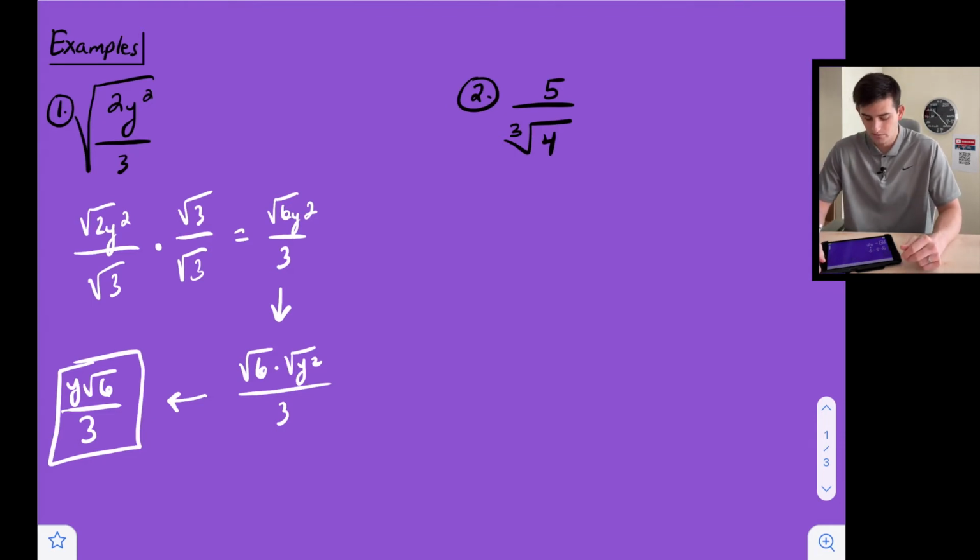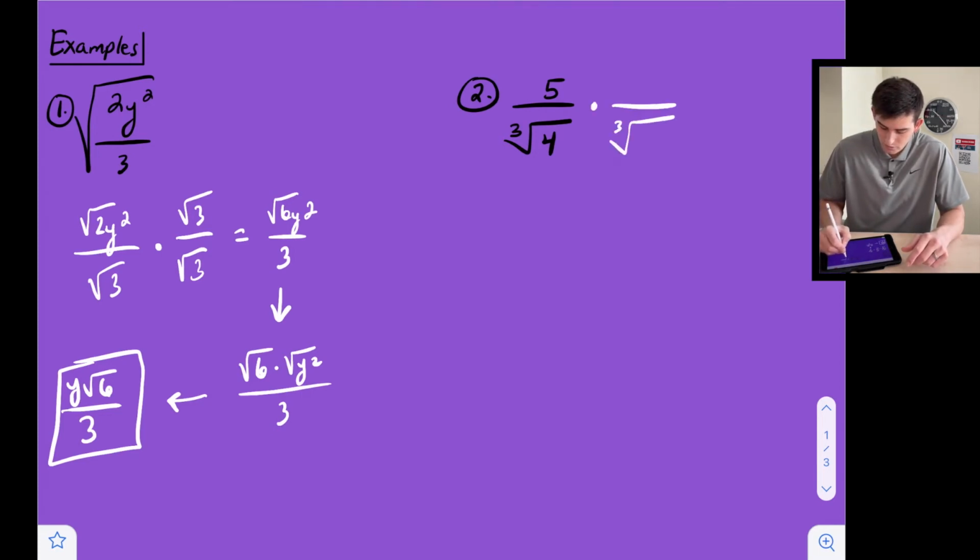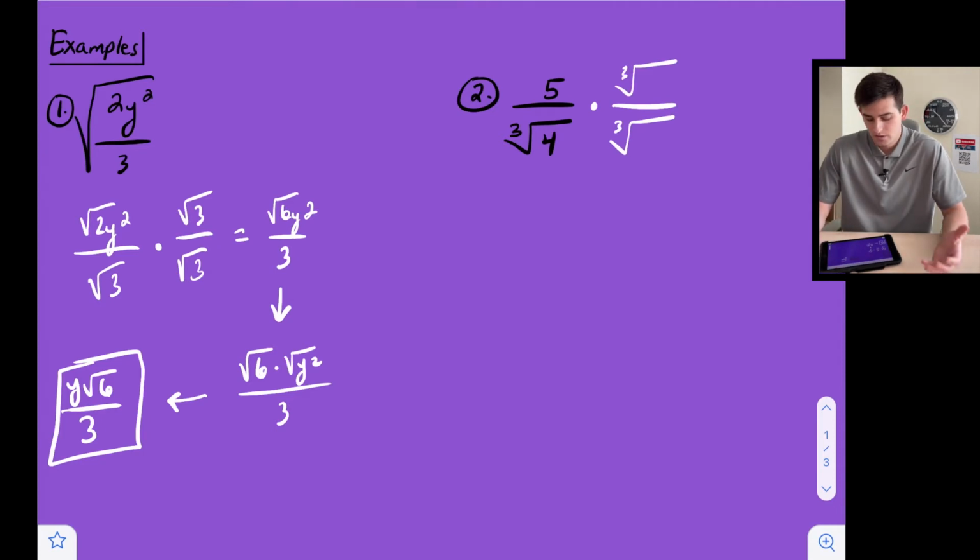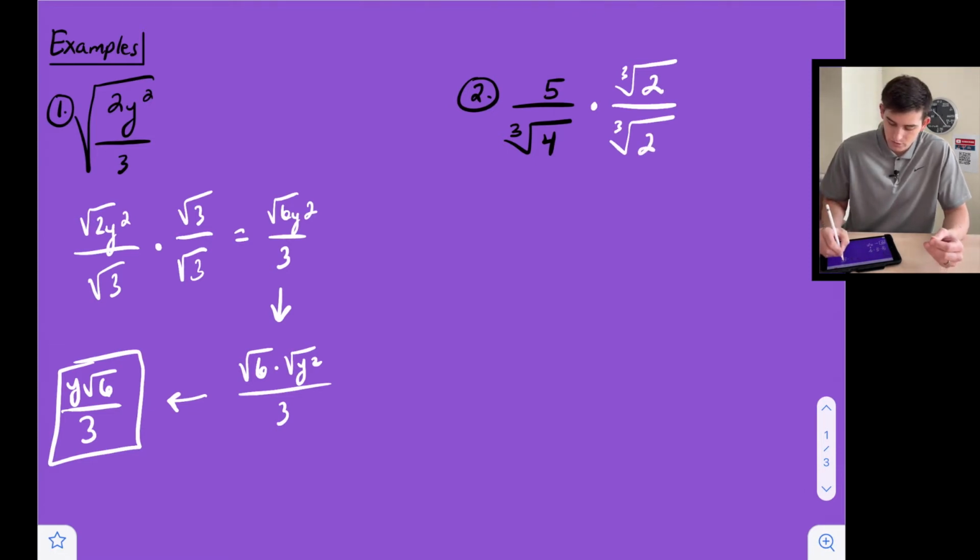Now let's take a look at number 2. We have 5 divided by the cube root of 4, okay? So we know that we need to multiply this by the cube root of something in order for us to get rid of that 4. So if we think about our perfect cubes, 8 is a perfect cube, right? So I can just multiply this by the cube root of 2.